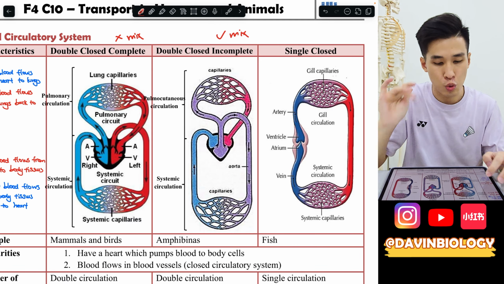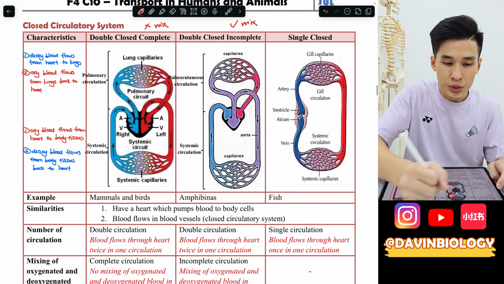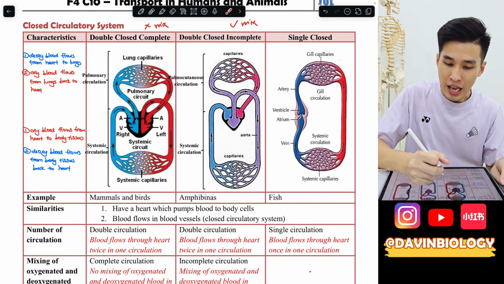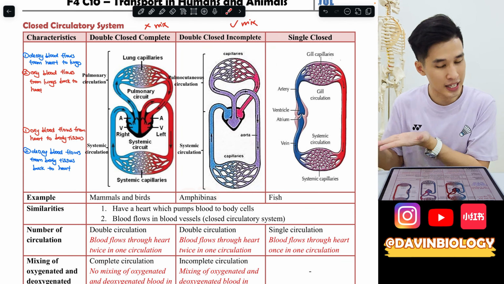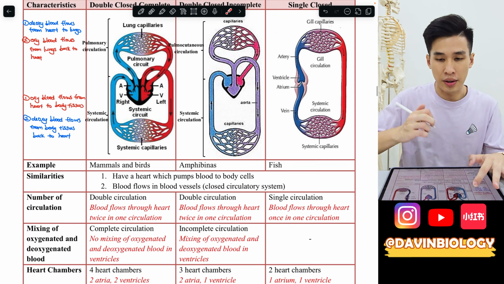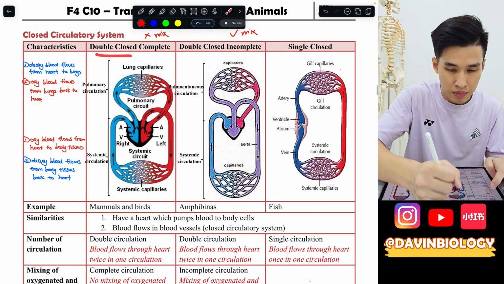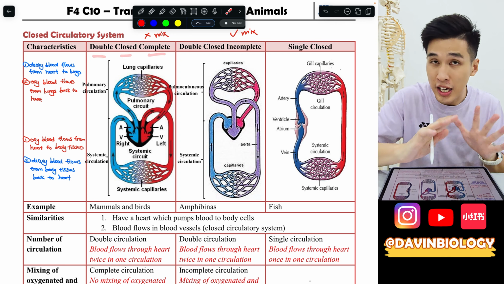Okay, let's compare these two first. So double closed complete, right? This is human one. Okay, so mammals, birds usually have this. Double closed incomplete are your amphibians, like your frogs. Example, question usually gives frogs one. Okay, first, similarities, right? Okay, now I want you to first look at the word itself, right, got similarities and differences already. This one usually asks us to compare.